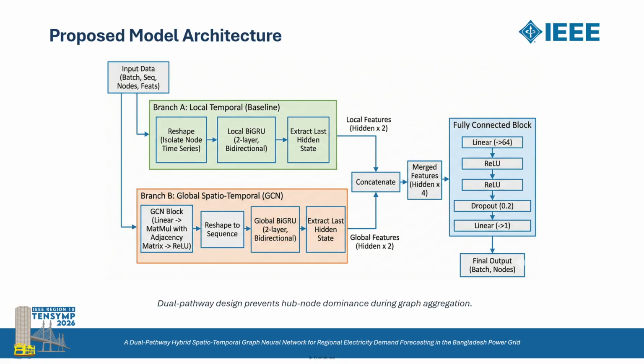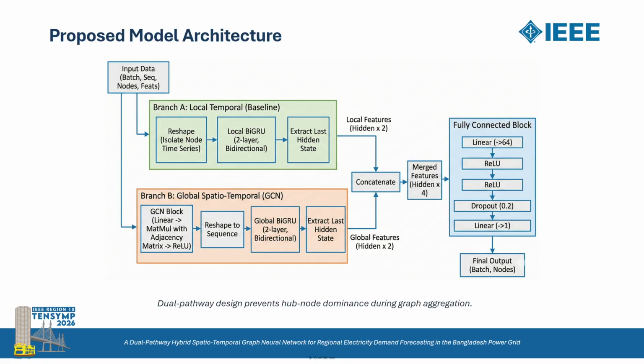This is the core of our contribution, so I will go through it carefully. The model has two parallel branches. Branch A is the local temporal pathway. Here, we reshape the data so each region's timeline is processed independently through a two-layer bidirectional GRU because it reads each region in isolation. It learns that region's own demand rhythm without interference from its neighbors.